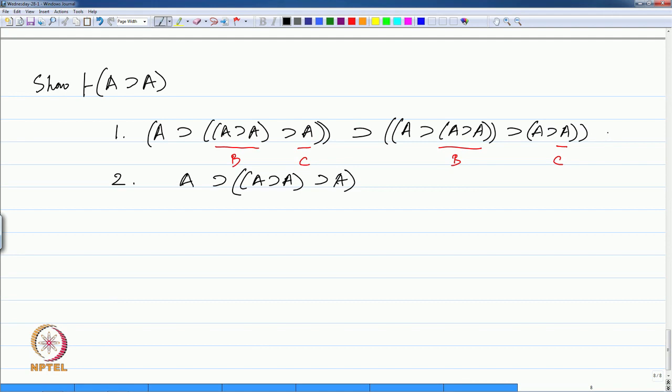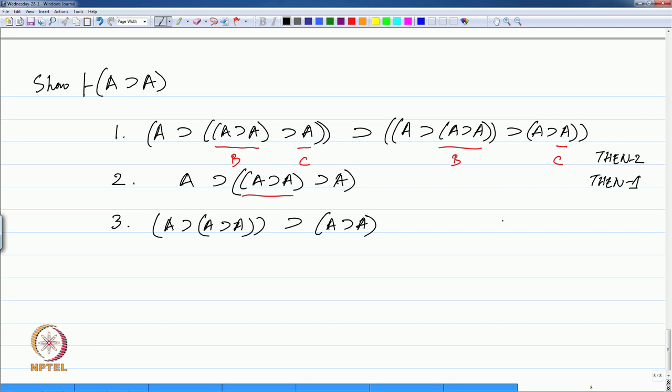So, where did this come from? This is an example of Then 1, right, where this corresponds to B again. Now, we can infer what is there on the right hand side, that is A implies A implies A implies A implies A, which is from 1, 2 and modus ponens.